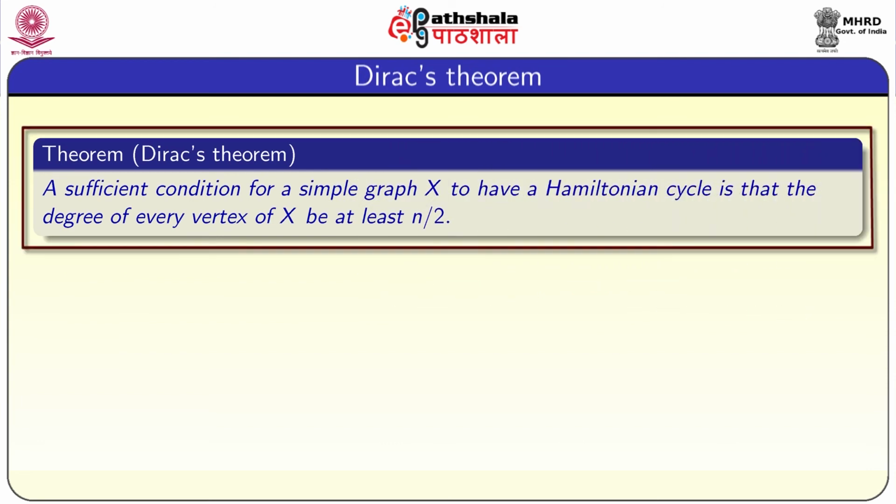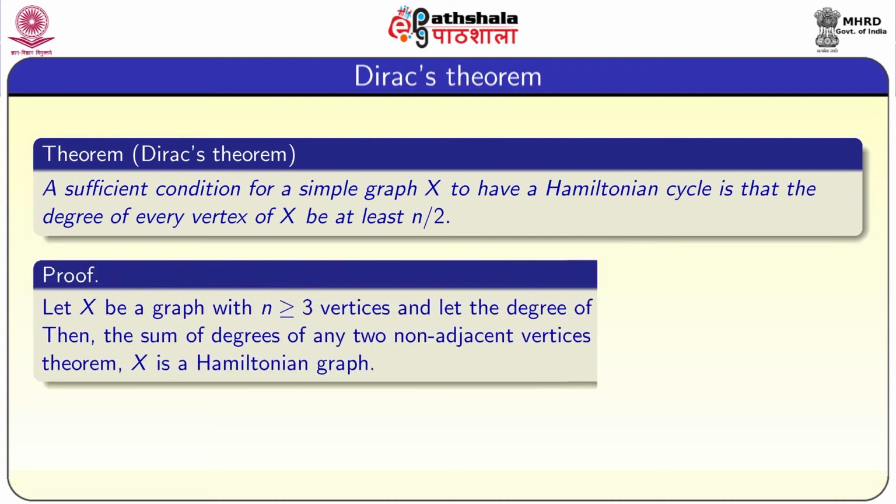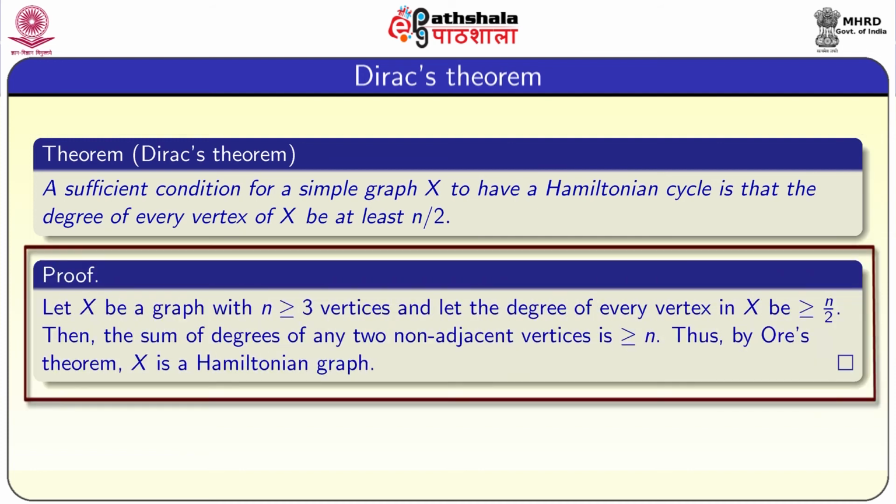Now, we will show another theorem, that is called Dirac's theorem. It is also a sufficient condition. A sufficient condition for a simple graph x to be Hamiltonian, to have a Hamiltonian cycle, is that the degree of every vertex of x is at least n by 2. So, this proof is very easy. By using Ore's theorem we can derive it easily.